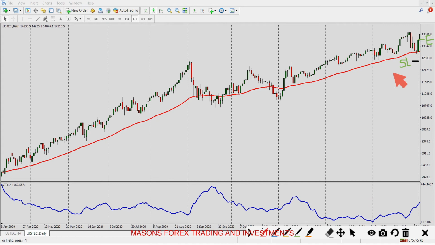If I had to draw it for you, low of the candle to this point, this would be the stop loss.